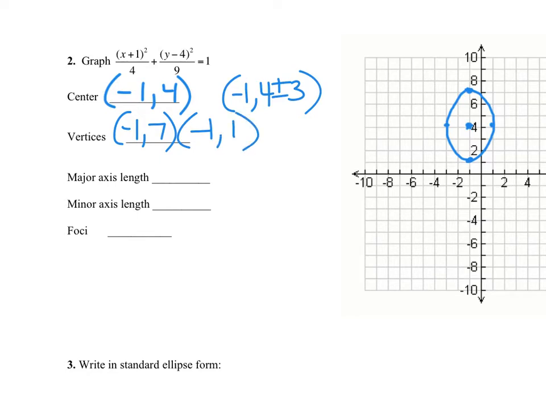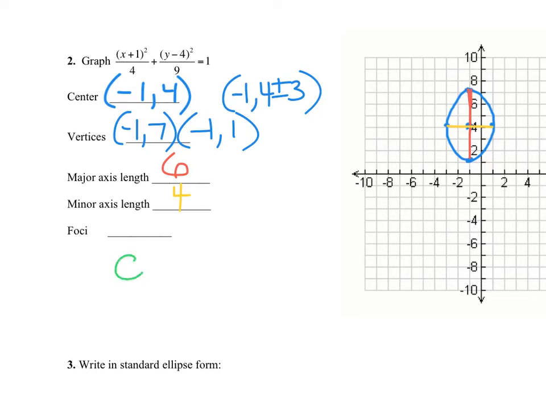All right, the major axis length is how long this is. So how long is that? 6. 3 and 3. Good. 6. The minor axis length is the other way, and that has a length of 2 and 2 from the center, so that has a length of 4. And now let's do the foci.